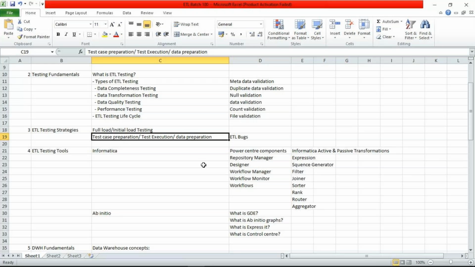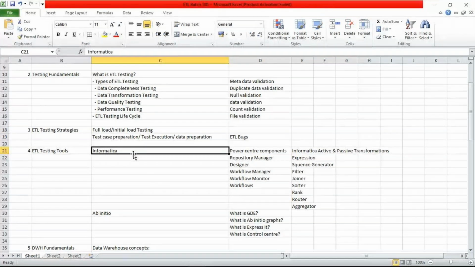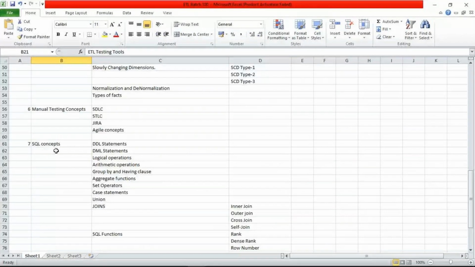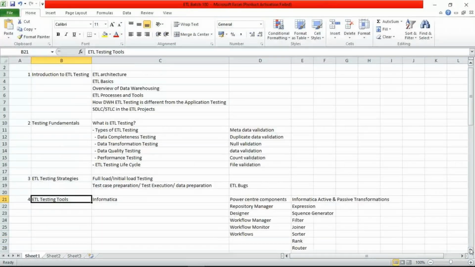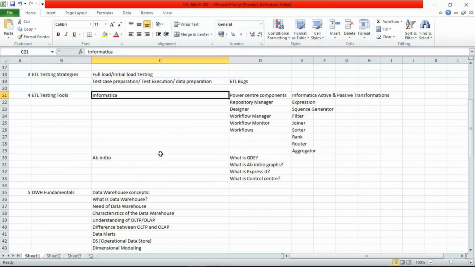And we'll see ETL bugs. Just as we have bugs in software testing, we'll see the same kind of bugs, but in a different way, while performing ETL testing. Next session we'll see ETL testing tools. We'll majorly cover two ETL testing tools, Informatica and Ab initio.